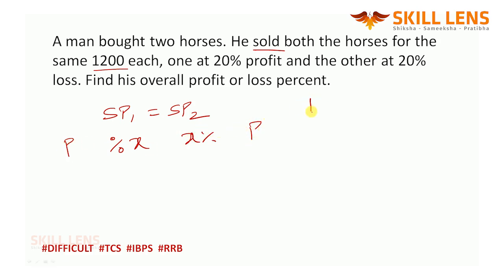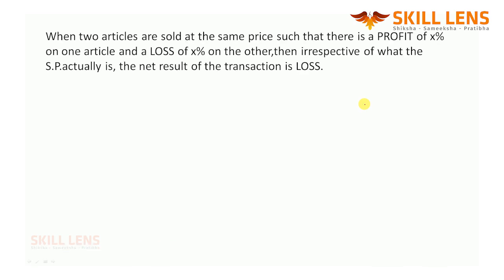Always you are going to be in loss. Why? Because in place of 1200, if I write X also, you are definitely going to end up saying X loss only. But the point is this, what percent loss is very, very important. So I want you to know this particular formula.